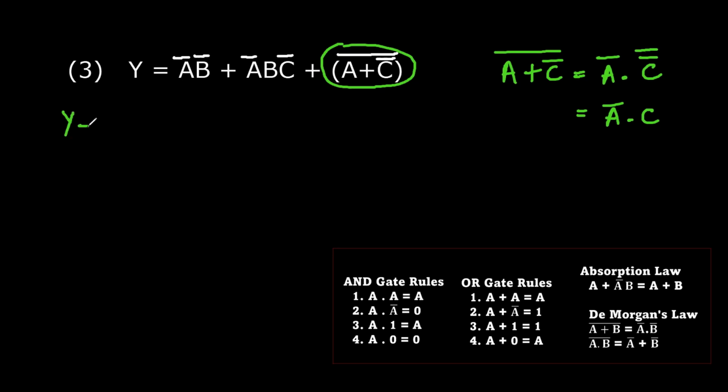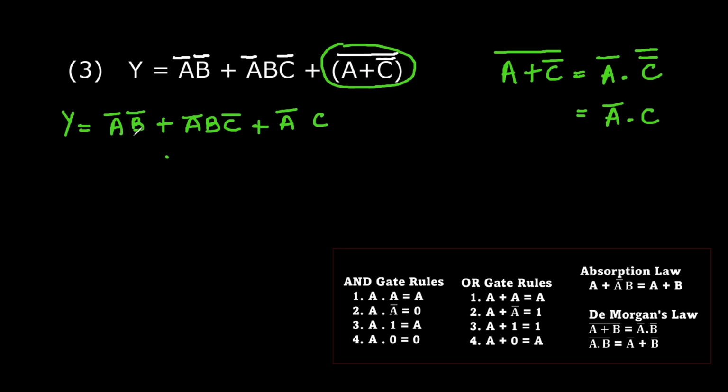you have Y, which is not A, not B, or not A and B and not C, plus not A and C. So you don't really necessarily need the dot over here, because that kind of implies that it's an AND gate over here. So let's go ahead with the simplification of this. So what do you do next? Once again, you write it as it is and look for any common terms. So do you see any common terms over here?